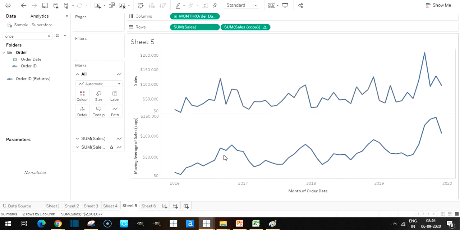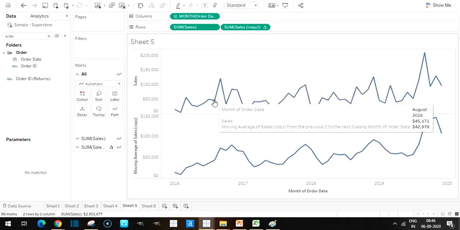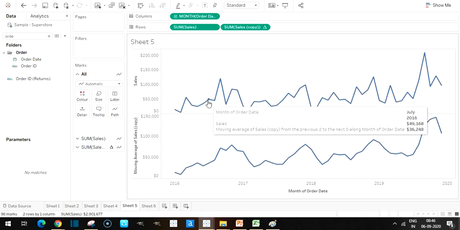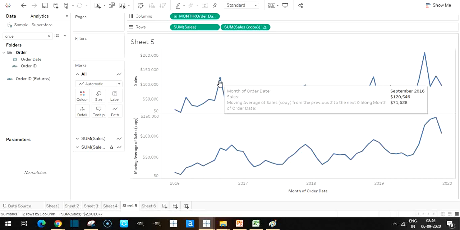In the bottom graph, it takes September and the two previous. What are the two previous? August and July. So September, August and July, three numbers. September is about 120,000, August is 45,000, and July is 49,000. So all three numbers it will add up and then divide by 3, because I'm taking the average. You know how you get an average: you sum the quantities and then divide by the number of quantities. Then you get the average.